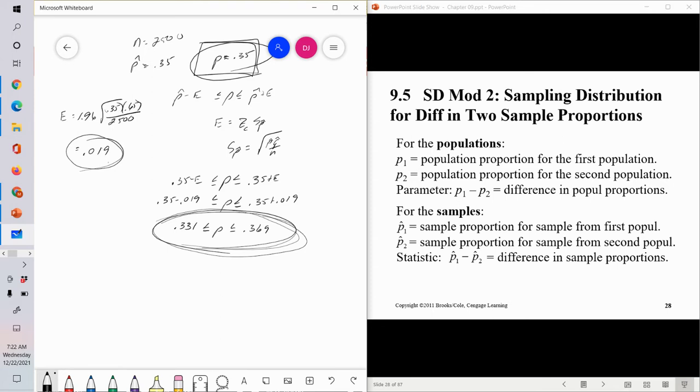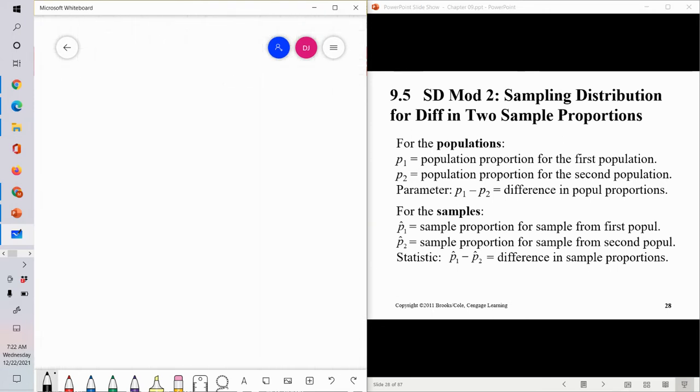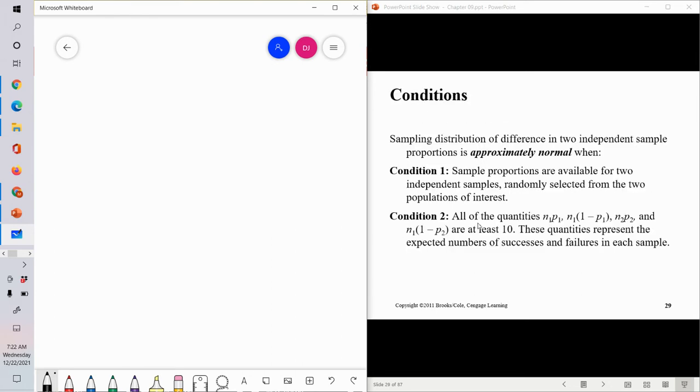Let's move on. What if we want to look at the difference in two sample proportions? Okay, so now we're going to have a p hat 1 and a p hat 2. Certain conditions need to be met. Your proportions need to be, the difference needs to be approximately normal. There are a couple conditions where you can see that this must be true.